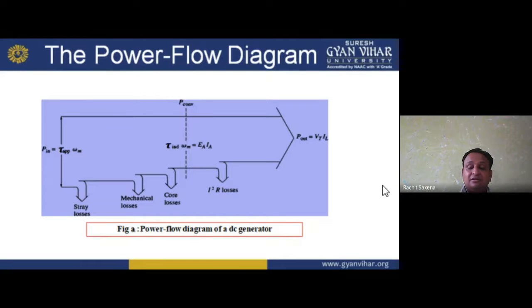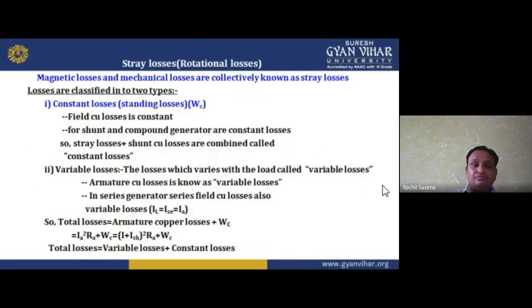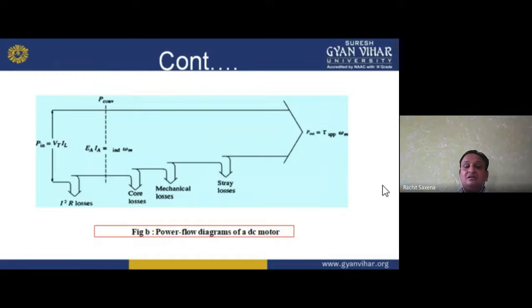I hope you understand. Now moving forward, basically for a DC motor, here I am giving the input, that is electrical. So starting we have the copper loss I square R, then we have the conversion.